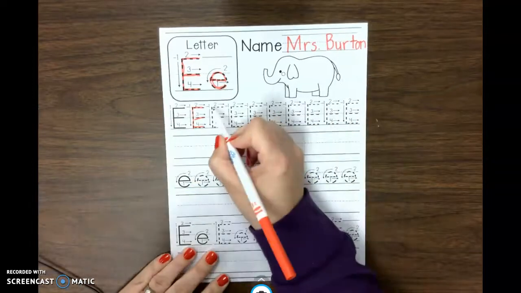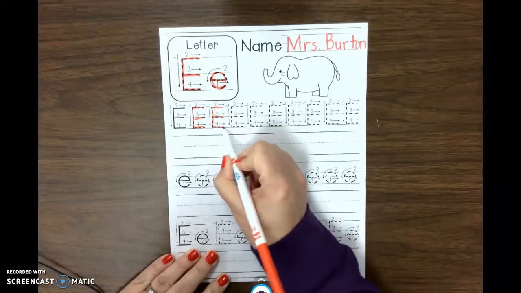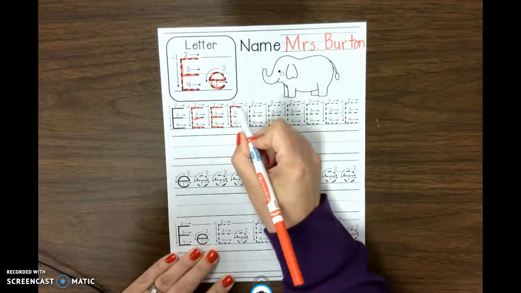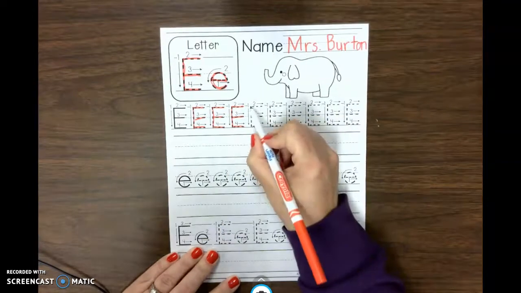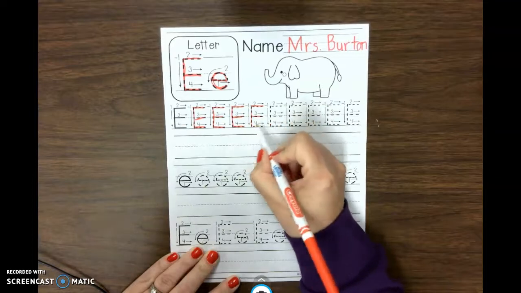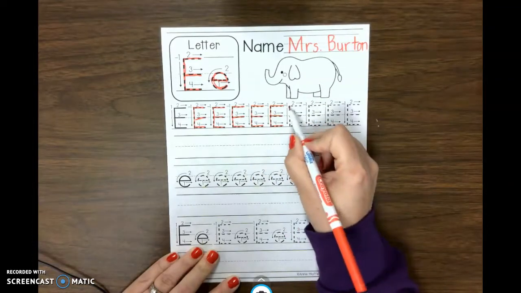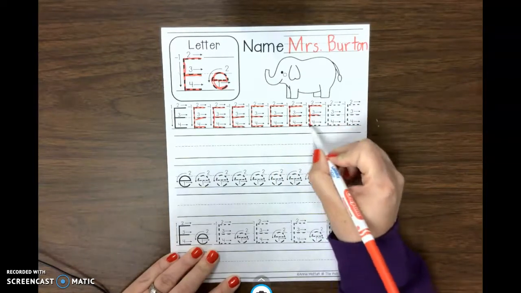Big line down, line across the top, line across the middle, line across the bottom. Keep going and trace that whole row of uppercase E's. E says E. It makes those two sounds because it is a vowel.